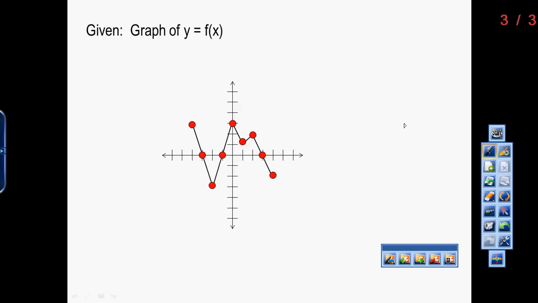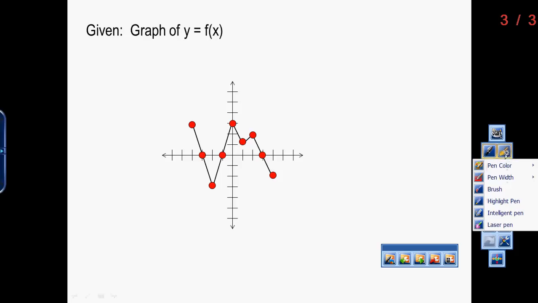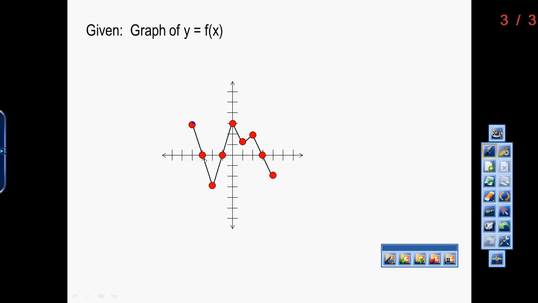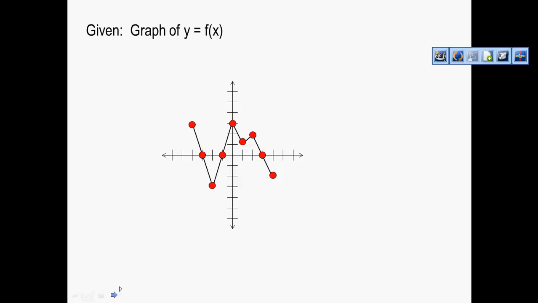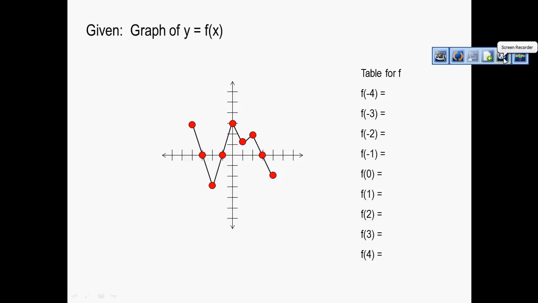Okay, so if I'm given this graph, I can look at my coordinates and figure out my points, correct? So remember, each one of my points is going to be here. So because of that, I can fill out my table.